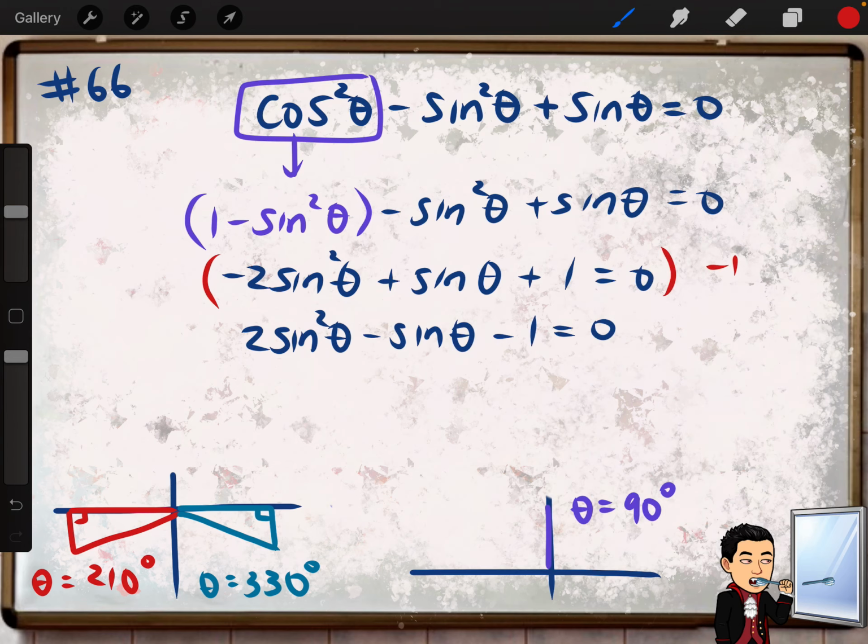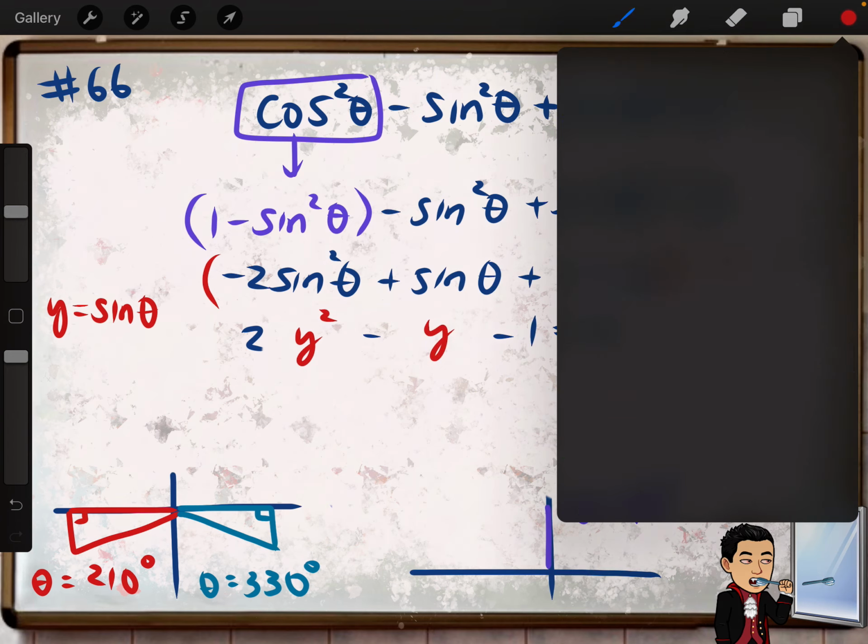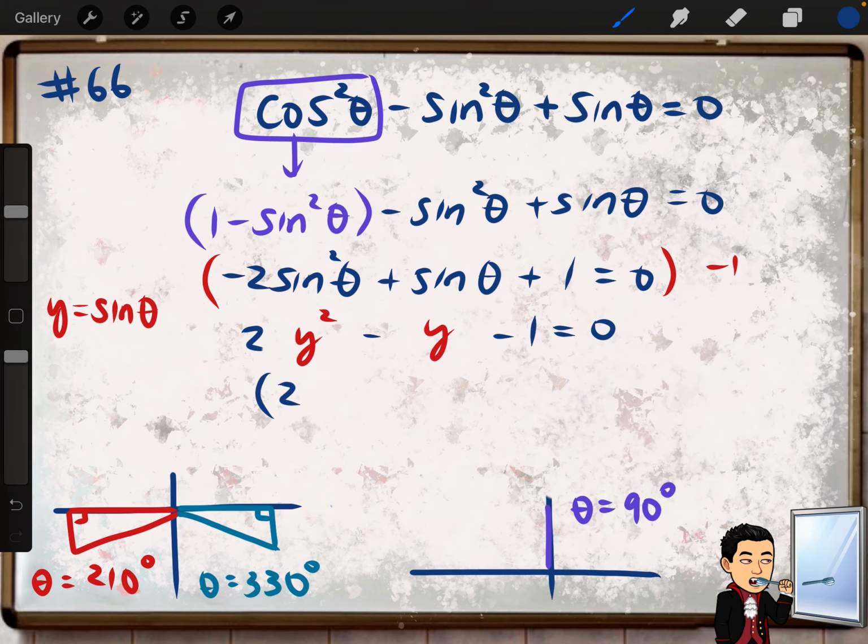You know that sine theta is basically y, so I'm going to sub in y to help you see this more clearly. So I'm going to erase the sine squared theta and the sine theta and put the y in there. Okay, so let's go ahead and factor this. This is going to be 2y plus 1 multiplied by y minus 1, equals 0.